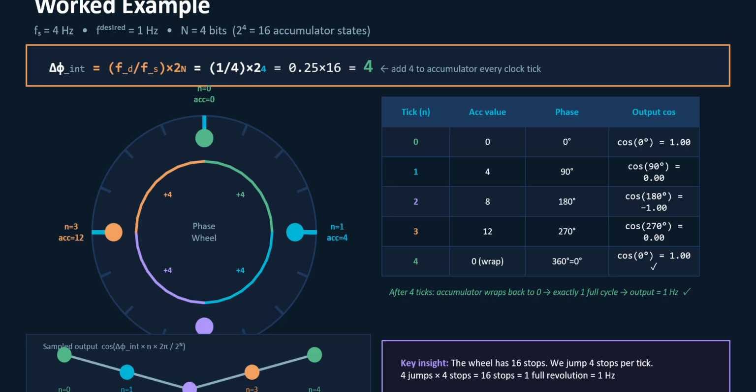Before we go to the implementation, let's quickly look at a worked example. A simple example: let's say you want to generate a frequency of 1 hertz and your system is running at 4 hertz, and you want a phase width of 4 bits, which is 16. The phase increment with the math turns out to be 4. So the first increment will be 4, 8, 12, and 16, and it keeps wrapping around like that.